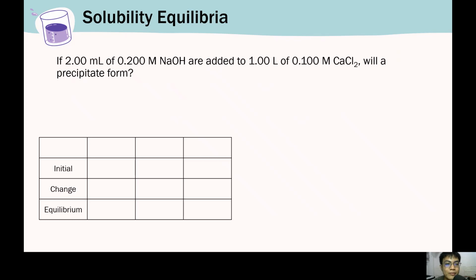So let's try this problem here. If you have 2 ml of 0.2 molar sodium hydroxide added to 1 liter of 0.1 molar calcium chloride, will a precipitate be formed? So pinaghalo mo daw yung mga substance na yan. Tapos may mabubuo bang precipitate?